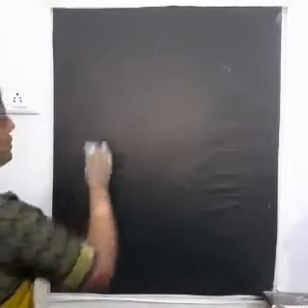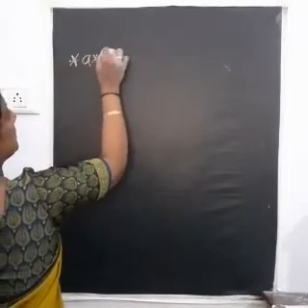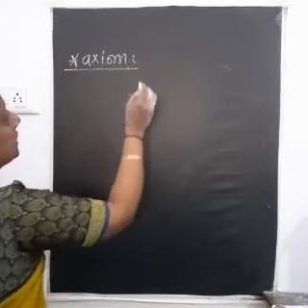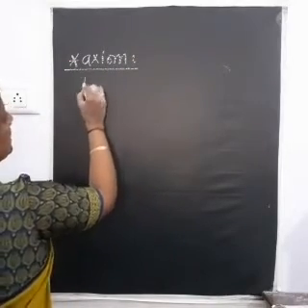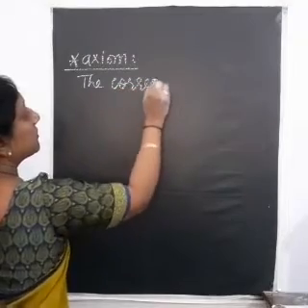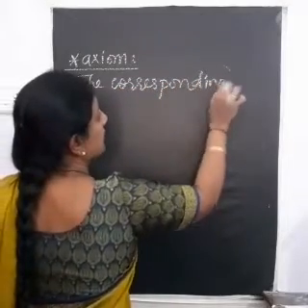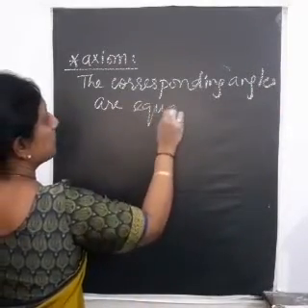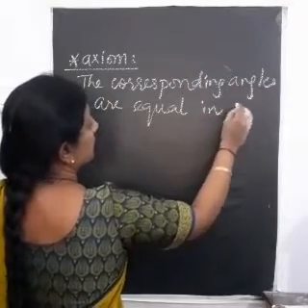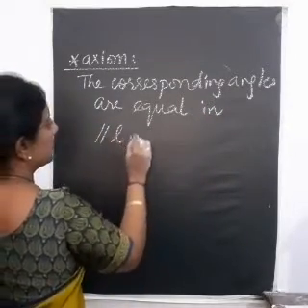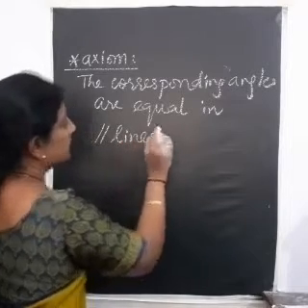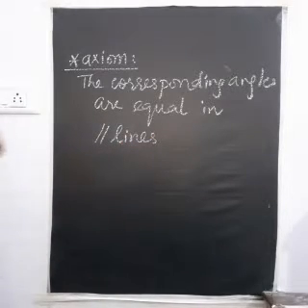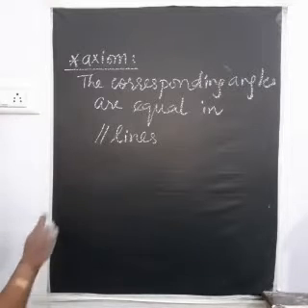The first axiom was, what did we say? The corresponding angles are equal in parallel lines. Okay, this was the axiom. So the corresponding angles are equal in parallel lines, and if the corresponding angles are equal, then the lines are said to be parallel.